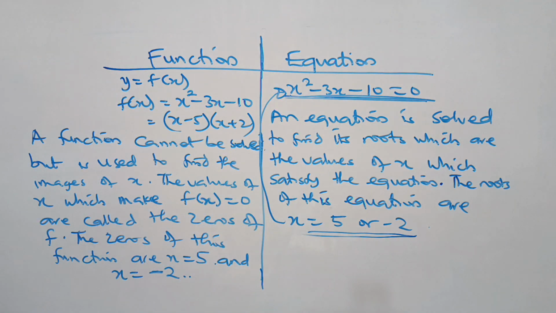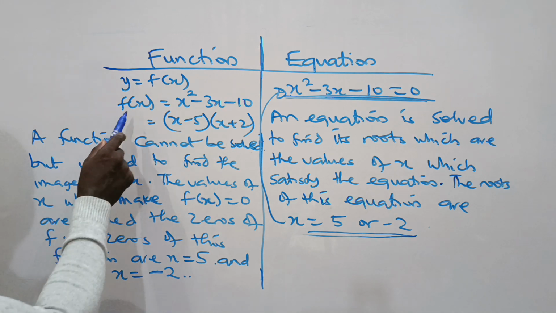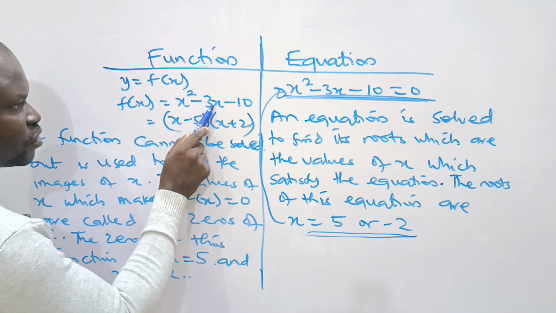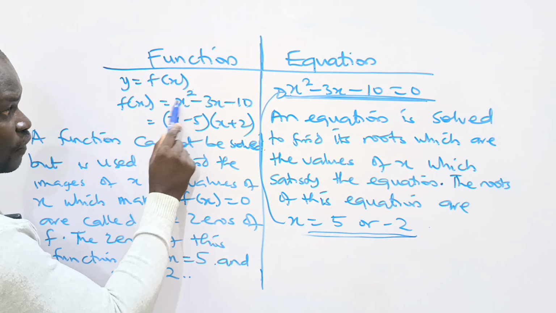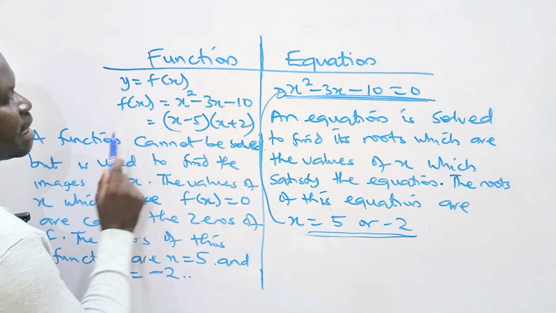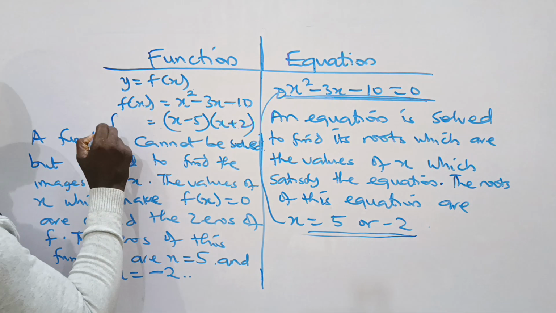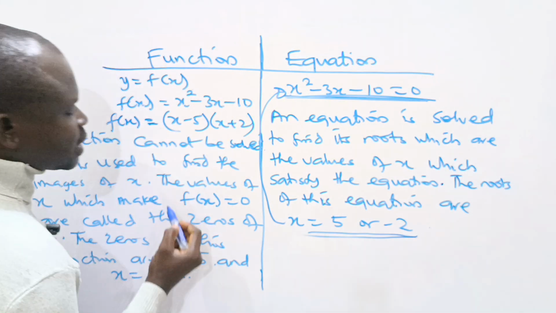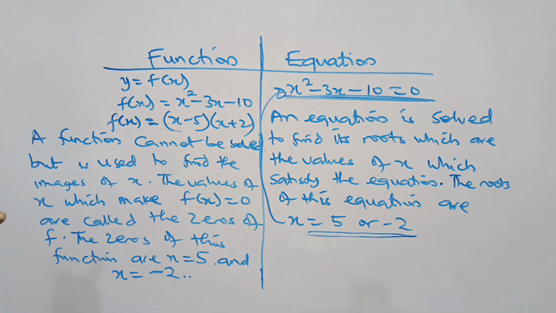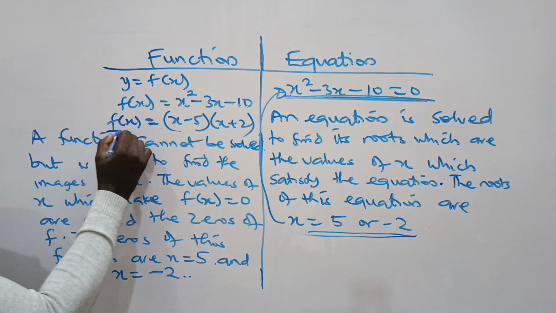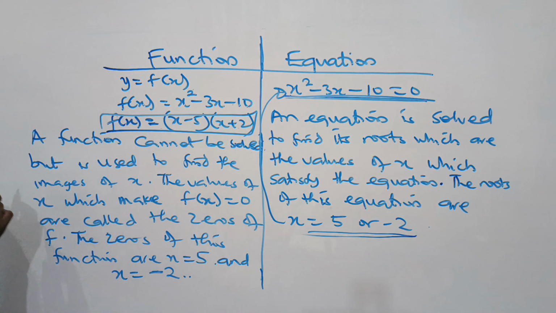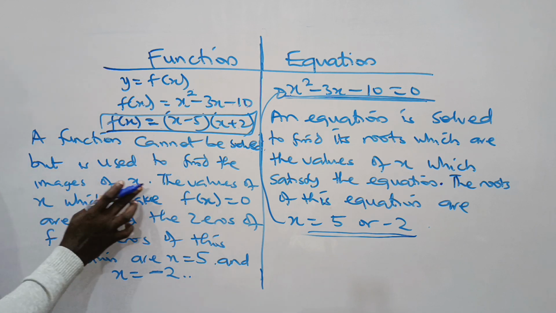But what do we understand by the word function? For instance, if y is a function of x, as we have it on the board, then if f of x is equal to x squared minus 3x minus 10, I can actually factorize this to get this. Then this simply means that f of x is equal to (x minus 5)(x plus 2). Then what do we understand by this function? A function cannot be solved, but is used to find the images of x.